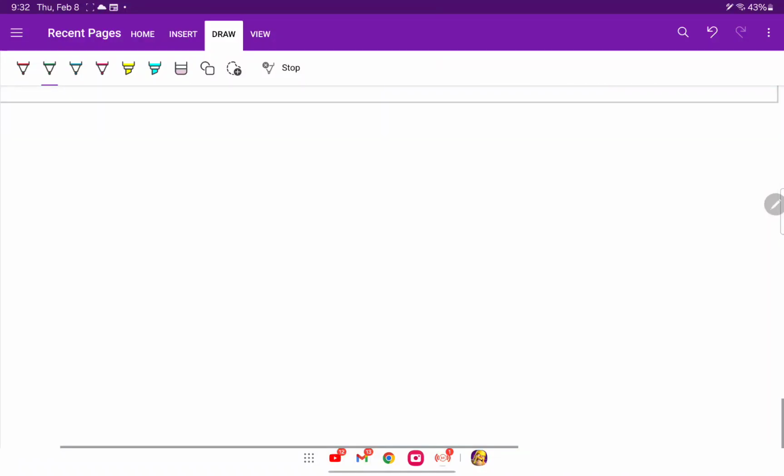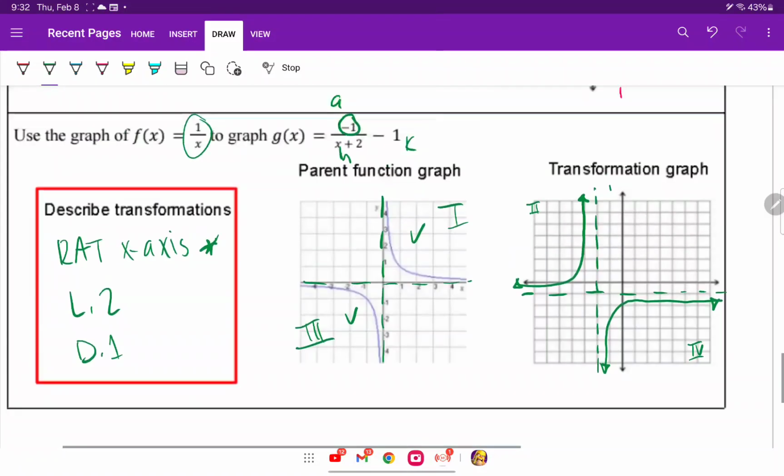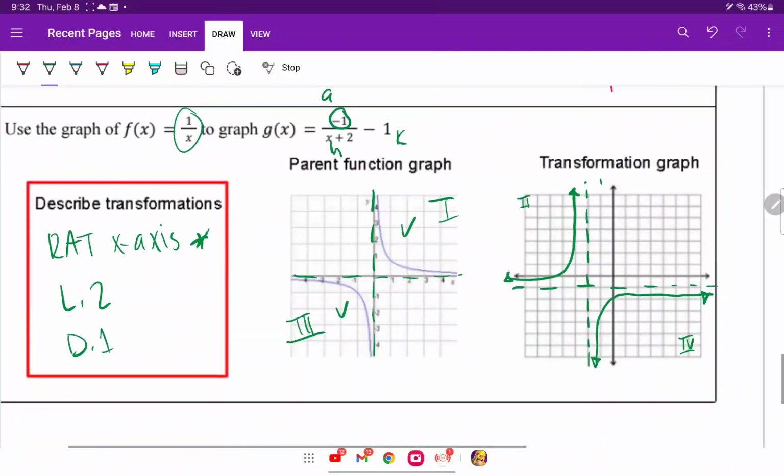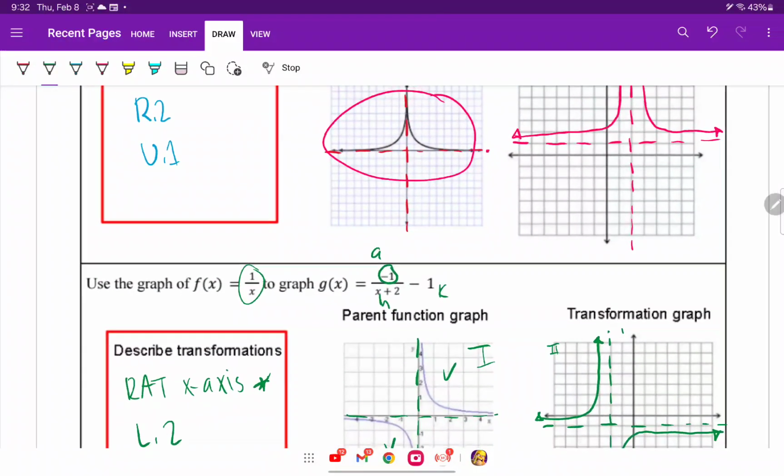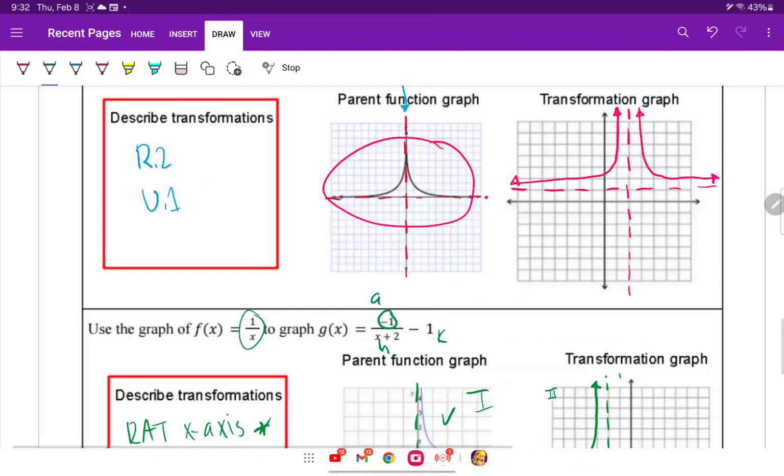Okay, next example. Or actually, that appears to be all the examples. All right, and that's all you're going to need to complete the assignment for today.